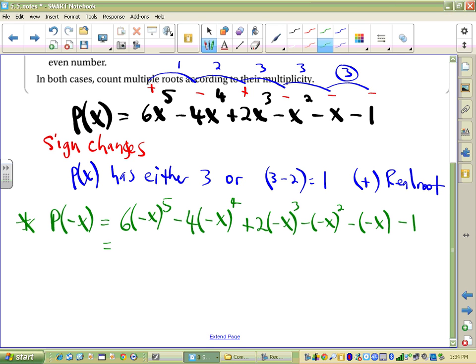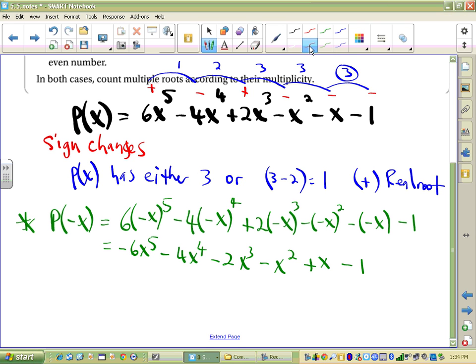So when we simplify it, that's going to be negative 6x to the 5th. Negative x to the 4th is going to be positive, but there's a negative out front, so it's still negative 4x to the 4th. A negative x cubed is going to be negative, so that's minus 2x cubed. When we square negative x, it's positive, but there's a negative out front, so it's still negative x squared. Minus a minus is plus, so that's plus x, and then minus 1.